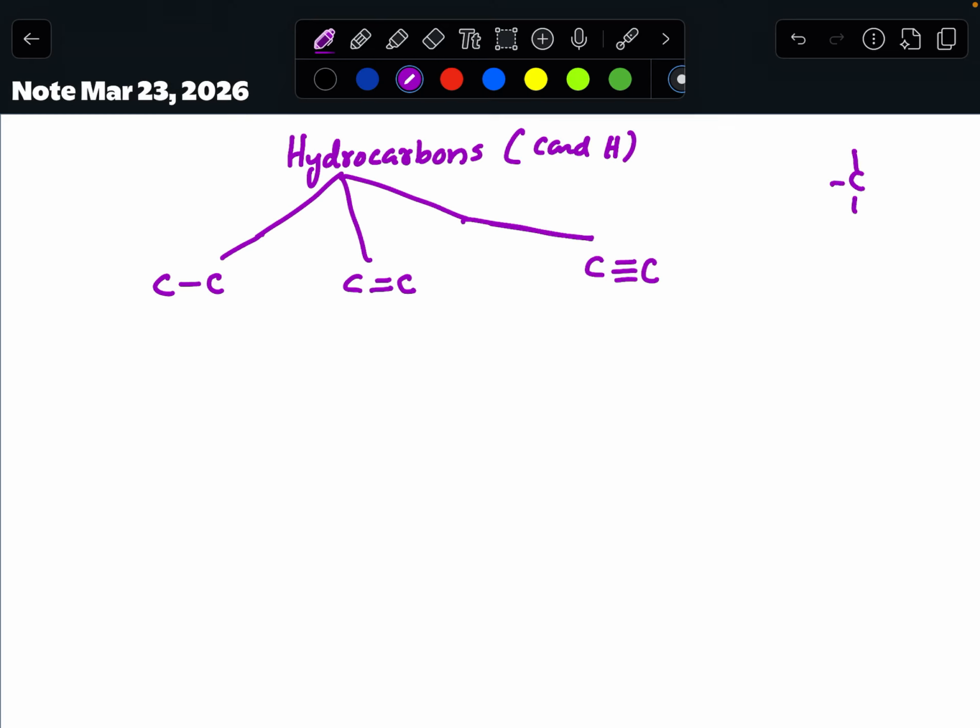We know that carbon has a valency of 4, because it is in group 14. But it can form single bonds, double bonds, or triple bonds. If they have a single bond, you don't need to know the name, but I'm just writing it. They are called alkanes. If they have a double bond, they are called alkenes, and with a triple bond, they are called alkynes.